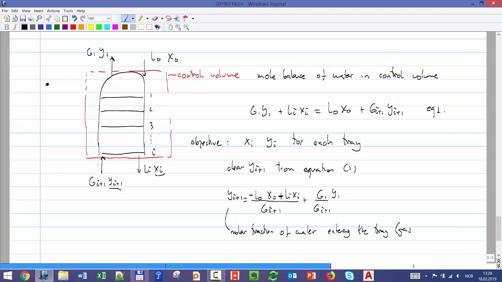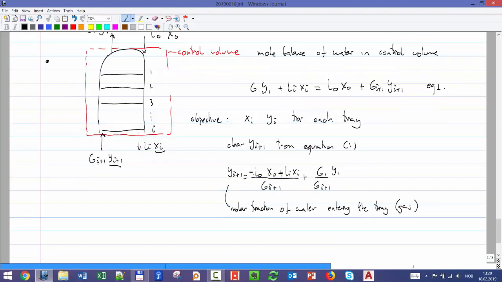And this is in the gas, okay? And it has a function of Xi, and Xi is the molar fraction of water leaving the tray, and that is in the liquid, okay? And almost everything else, this is the one at the top, right? We already discussed that. So we managed to express these two that are entering and leaving the stage with that equation, okay? But there is a small problem.